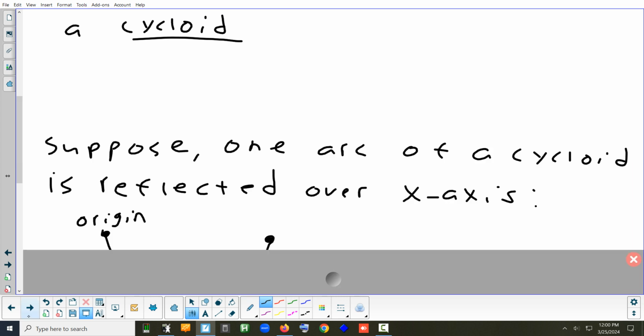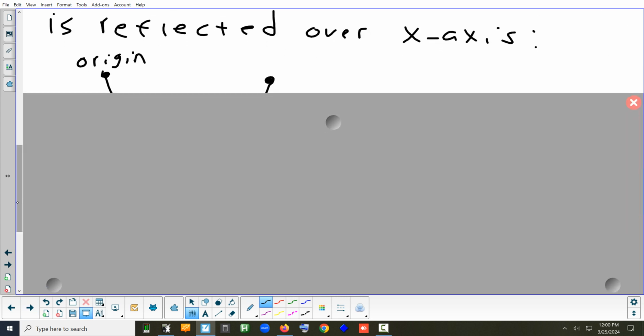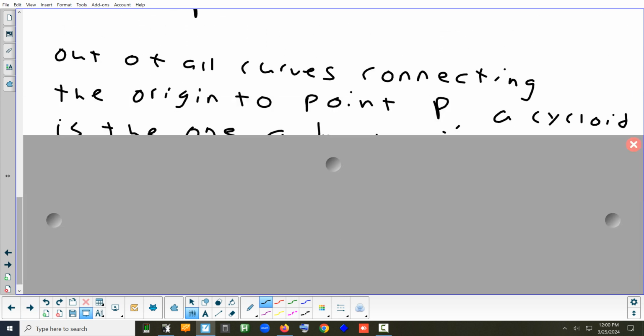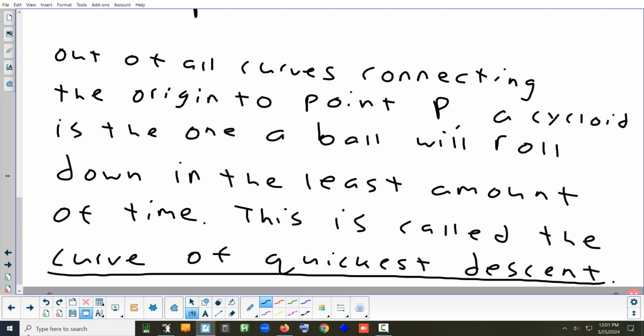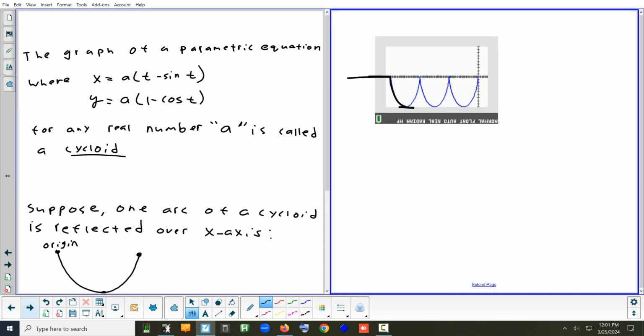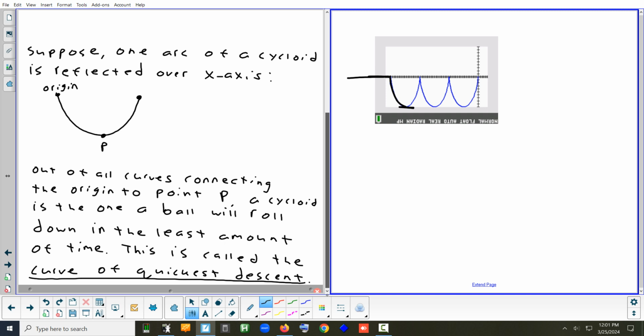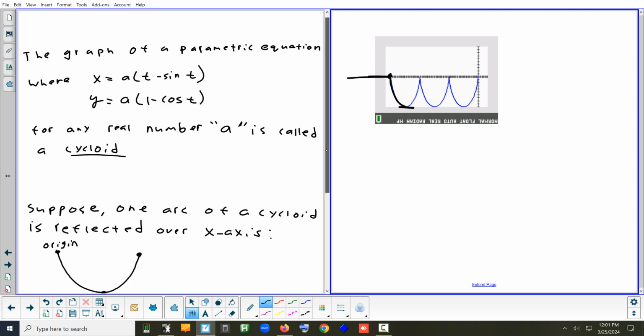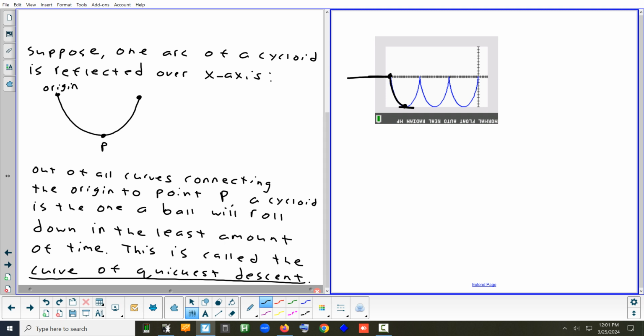And that is called, which I already showed you, the curve of quickest descent. So you don't even really have to write it all down, just as long as you understand that to get from here to here in the fastest way possible, it's the curve of a cycloid. Well, flipped over.